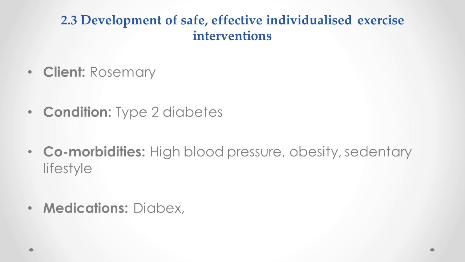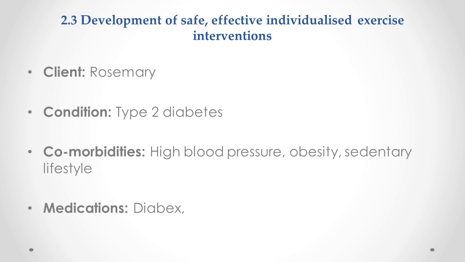Using the pre-screening tool, Rosemary was identified to be a moderate risk client due to a number of risk factors including a family history of stroke, a relatively sedentary lifestyle, high blood pressure, obesity, and her type 2 diabetes. Additionally, it was identified during exercise testing and from conversing with the client that she has poor balance.